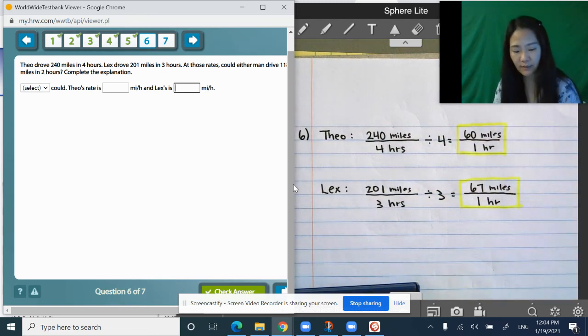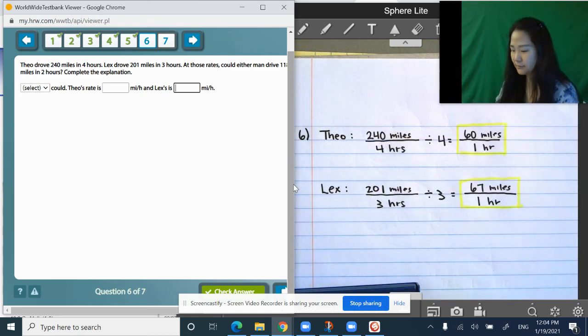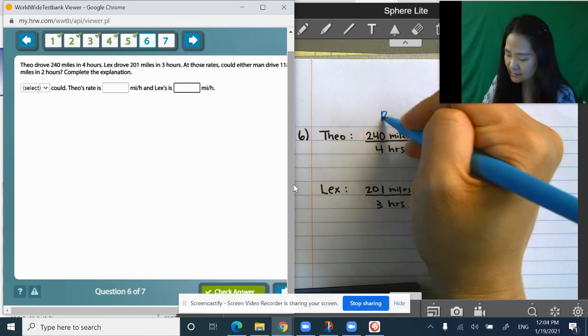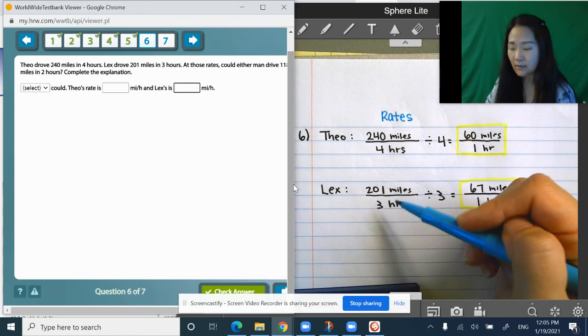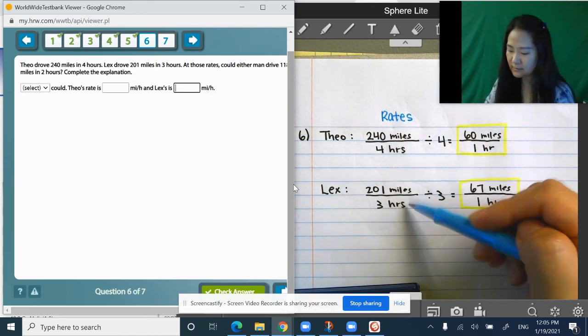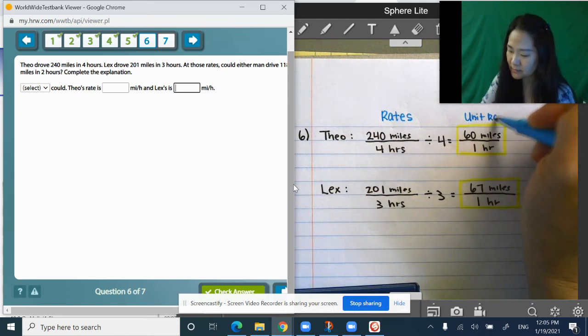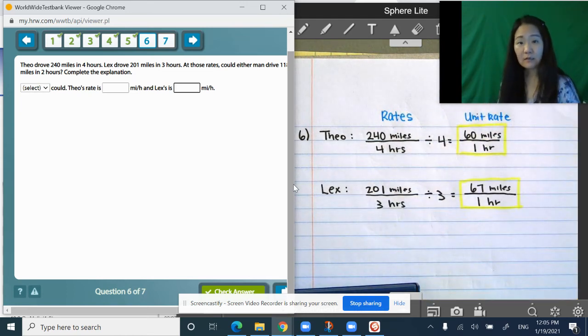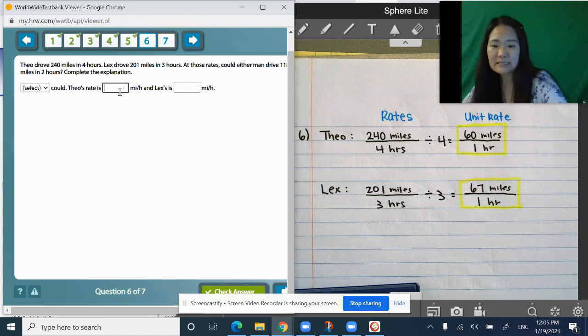Now, just as a quick reminder, let's do a quick review. These are rates comparing two quantities in different units. When you divide by the denominator, now this is a unit rate. How many miles per hour? Okay, so over here, I can go ahead and answer this part. Theo's rate is 60 miles per hour and Lex's is 67 miles per hour.